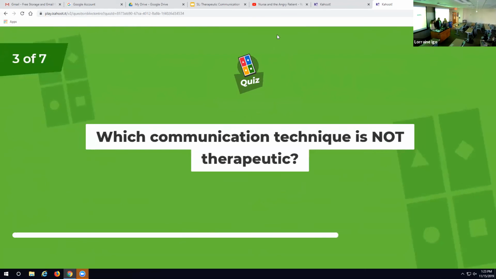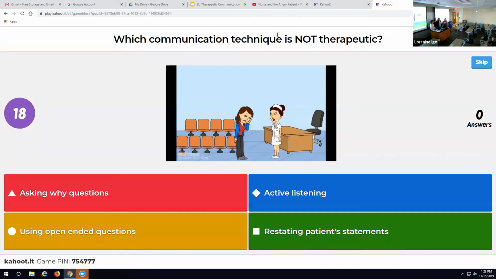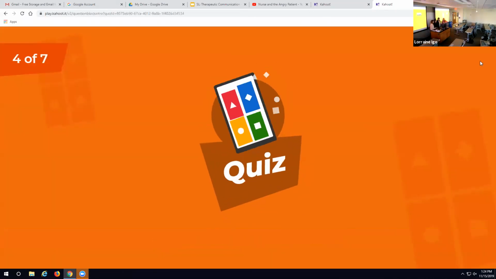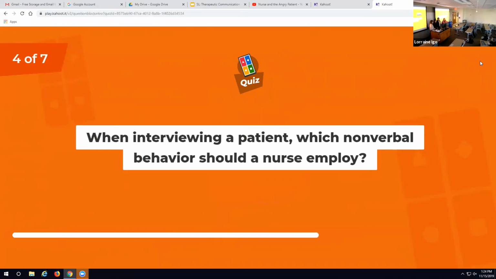Which communication technique is not therapeutic? You never want to ask why questions. It's going to make them question whether what they're doing is wrong. When you're accusing them, like, "Why are you doing that?", instead of asking, "Can you give me an explanation of what's going on?" When interviewing a patient, which nonverbal behavior should the person avoid?